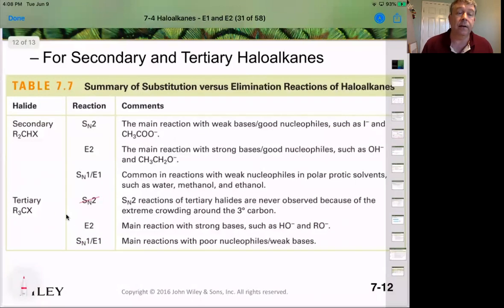Okay, secondary alkyl halides can actually undergo all four of these reactions, and it's all based on the strength of the nucleophile, the strength of the base, and the solvent. So it will undergo substitution reactions in the presence of weak bases but good nucleophiles, okay? Because it's a weak base, it's not going to undergo an elimination reaction. And because it's a strong nucleophile, it's going to go an SN2 reaction and not an SN1 reaction.